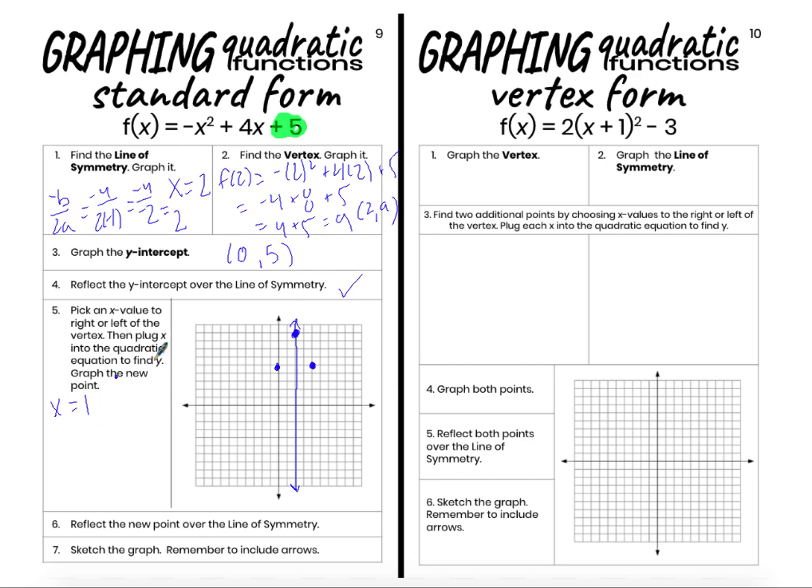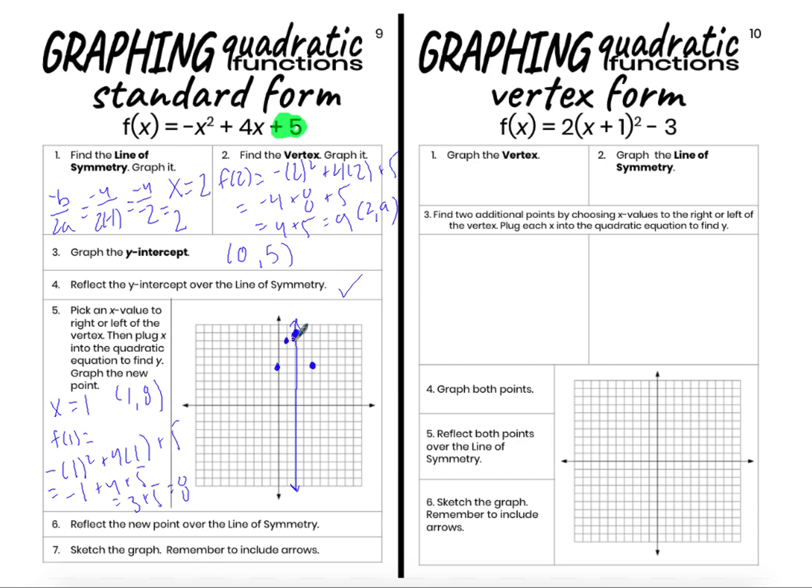I'm going to plug in x equals 1 since it's a smaller number. Just picking an x value close to the vertex ensures that the point will actually be on the graph. If I were to find f of -7, it would not be on this grid. So I'm going to find f of 1. That's going to be -1 squared plus 4 times 1 plus 5. -1 plus 4 plus 5, and it is 8. So now I have an additional point, x equals 1, y equals 8, that's right here.